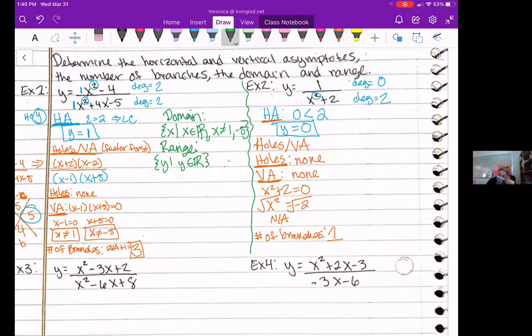Now, our domain is easy. It's going to be all real numbers except your holes and vertical asymptotes. We don't have any holes and we don't have any vertical asymptotes. So your domain is actually going to be x, where x is an element of all real numbers. And this is not the only way to say that, right? There's different ways of saying that. I can say just x. That's also the same as saying all real numbers, any value.